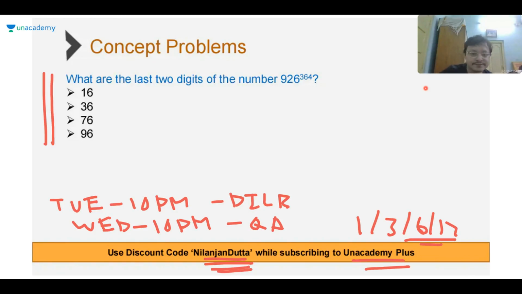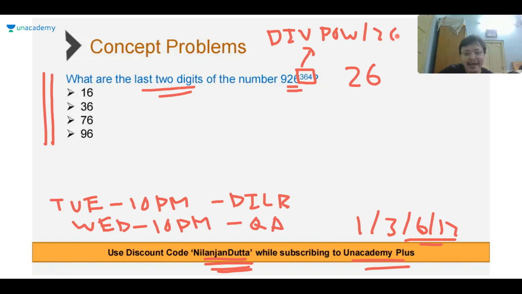So how do we do this? In any question where they are asking for the last two digits, you only take the last two digits of the base. Also, for the power, you divide the power by 20 and look at the remainder. When I divide 364 by 20, the remainder is 4. So effectively, the answer will be the last two digits of 26 to the power of 4.